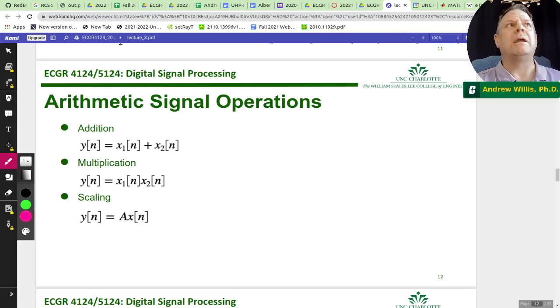Let's see how we're doing here in terms of slide progress. So we're sort of halfway through.